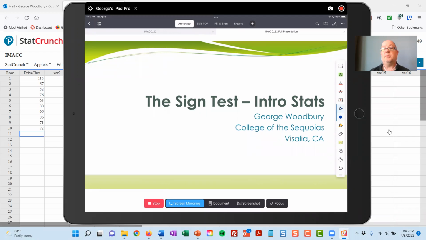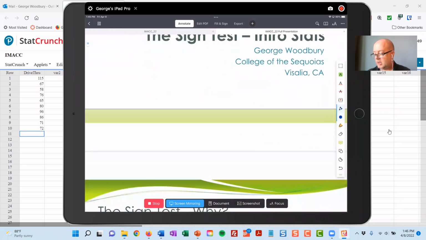This session is going to be about the sign test and how you can use it in your intro stat course. I'm going to go over some different times you can bring this into your course, and I'm going to start off by talking about exactly what the sign test is.